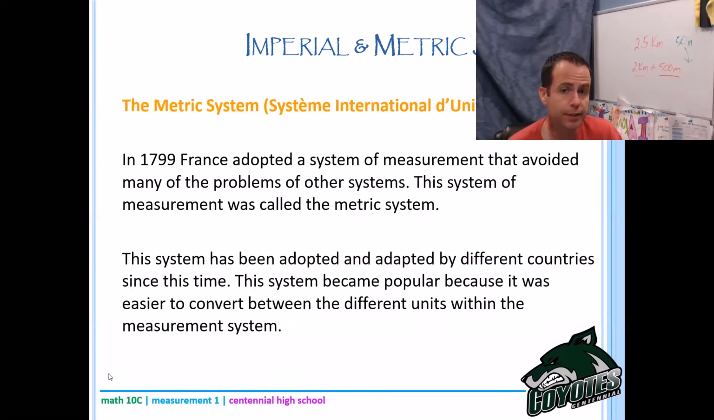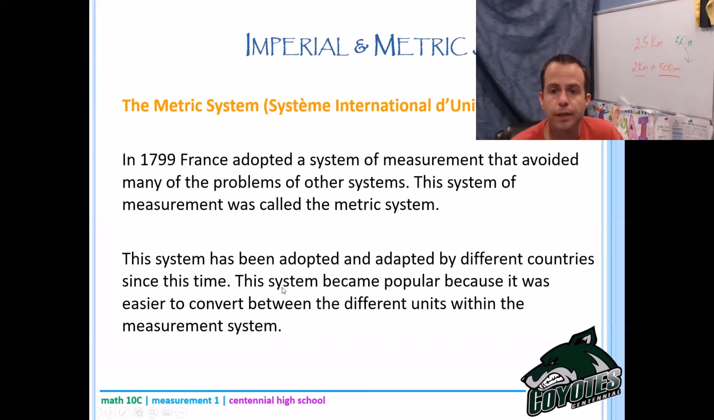The metric system is often called the SI system, and the reason it's called SI is because another word for the metric system is the Système International d'Unités, which was signed in France, so that's why it has a French name. So in 1799, France adopted a system of measurement that avoided many of the problems of the other system. The metric system is so much nicer, it's so much easier to use. This system is called the metric system.